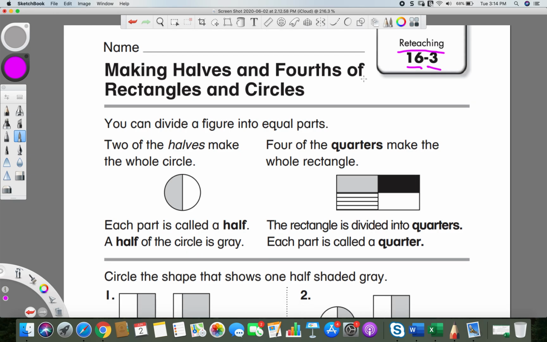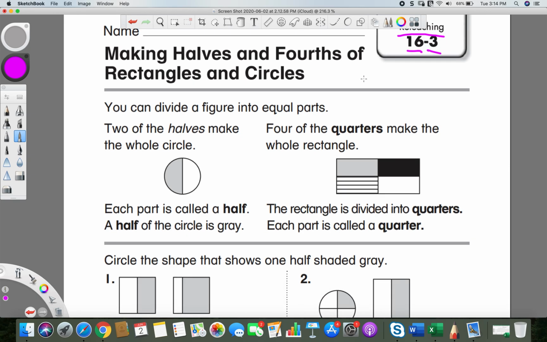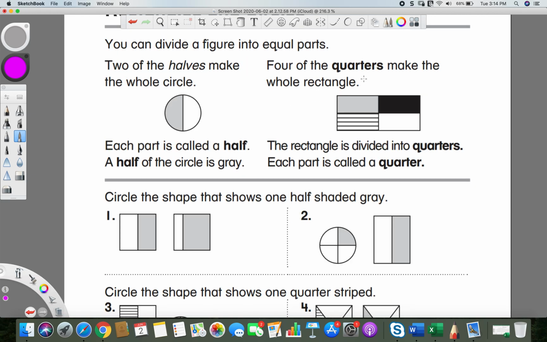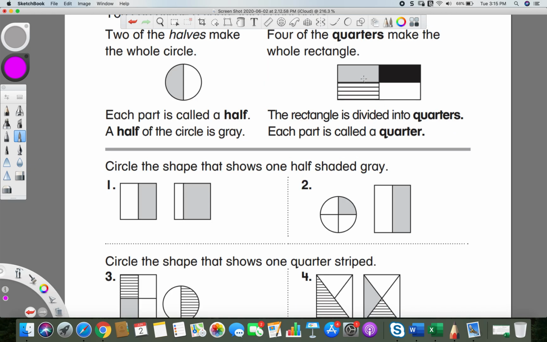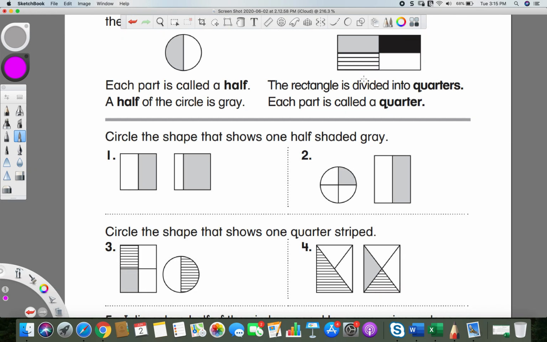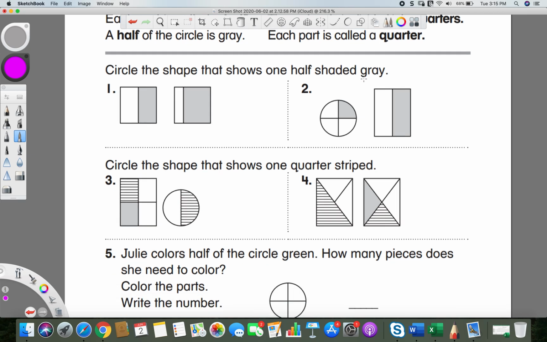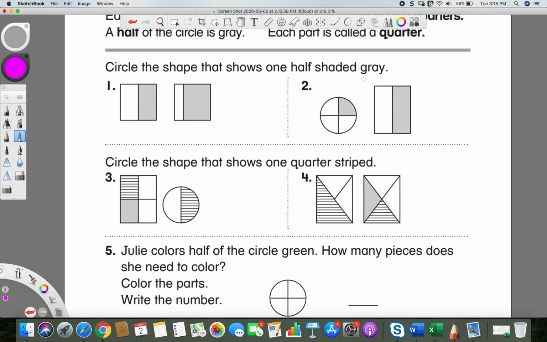So we already know the big fancy terms, half and quarter, right? So now let's read the directions for numbers 1 and 2 and see what we have to do. Okay, so for number 1 and 2, they say circle the shape that shows 1/2. 1/2 shaded gray, okay? Let's do this first one together.